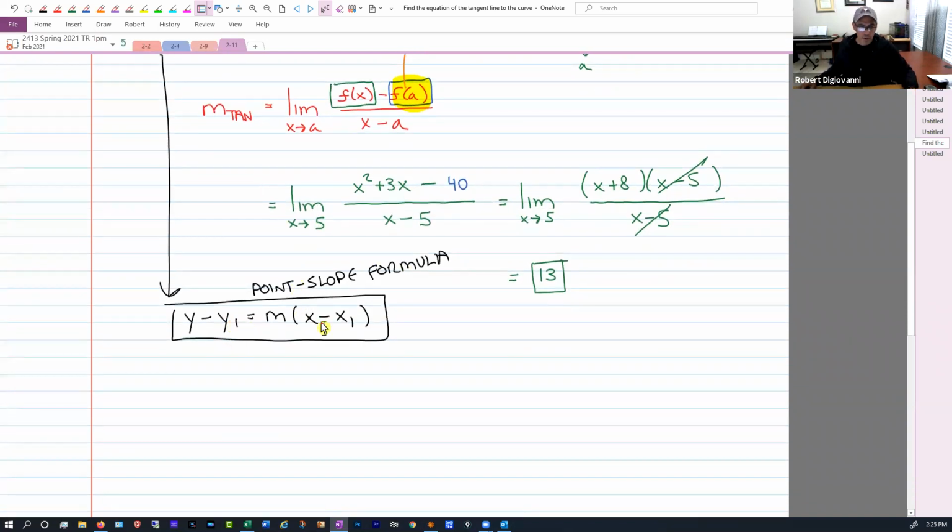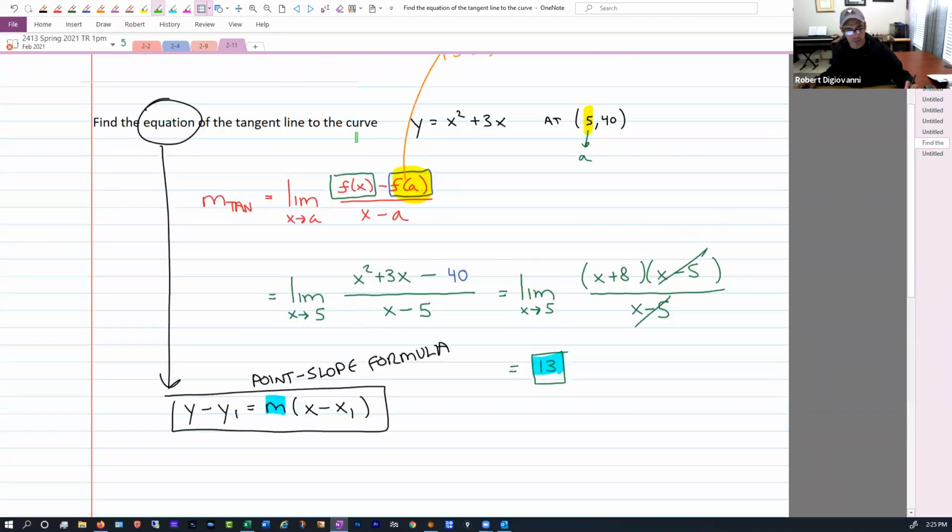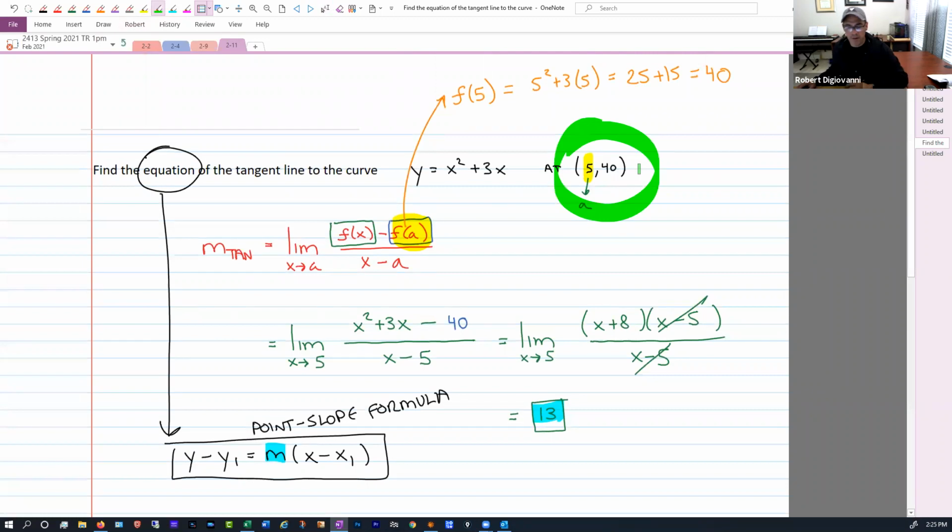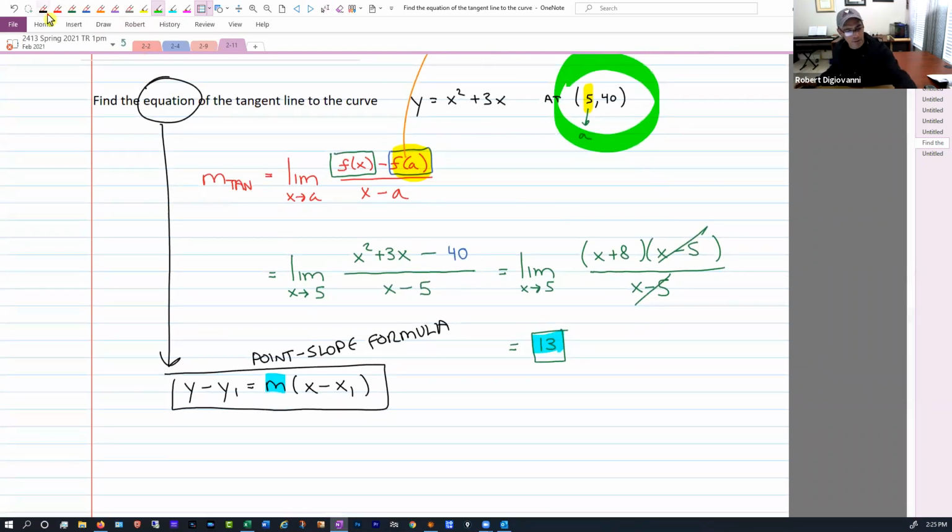I'm going to use this formula, right? I know what the slope is. The slope is 13. And the point is just the point that I was given, 5, 40. So I'm just going to plug things in. I should have y minus the y coordinate up there, 40, equals 13, and then x minus 5. And that's it. That's the equation of the line.